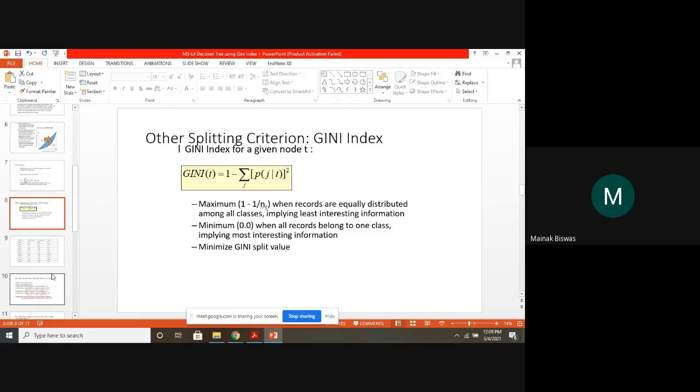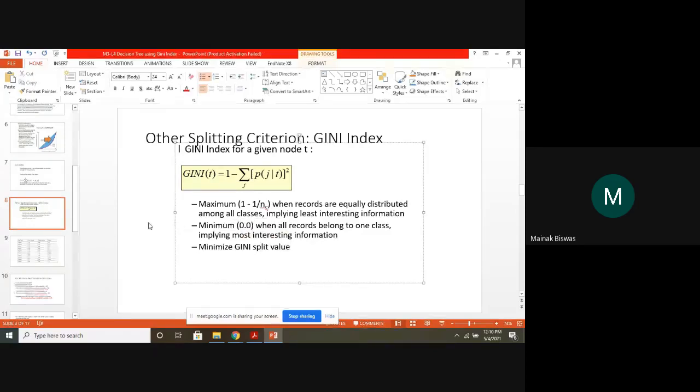Now, the other splitting criterion of the Gini index is 1 minus the summation of the squared probabilities of all the classes. In this case, the 1 minus term represents the impurity. When it is maximum impurity, that means the records are equally distributed among all the classes, implying least interesting information. And when it is minimum, 0.0, all records belong to one class, implying most interesting information. So we want to minimize the Gini split value.